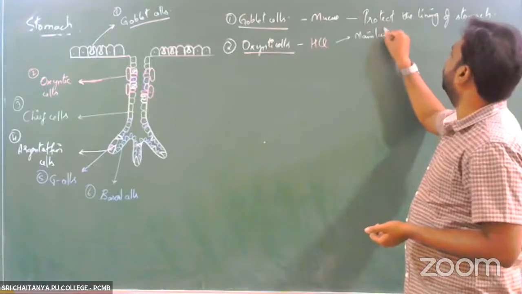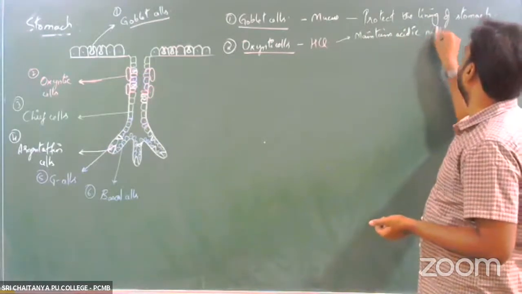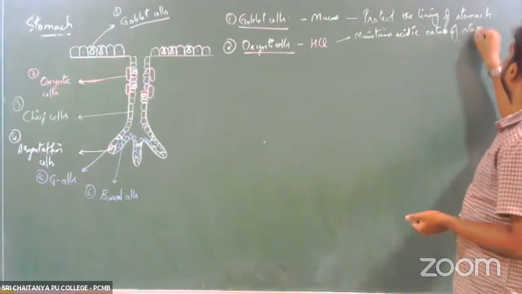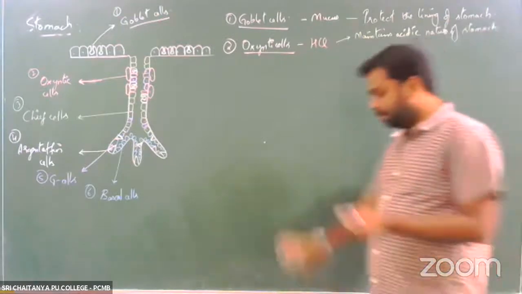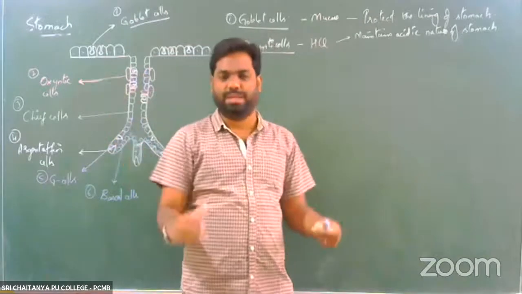It maintains the acidic pH or maintains the acidic nature of the stomach. Now, why does this acidic nature of the stomach have to be maintained? Because there are some enzymes which are being secreted by some of the cells of the stomach. We'll see what those enzymes are also.